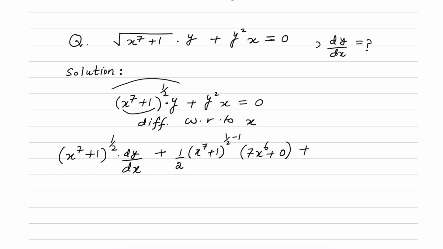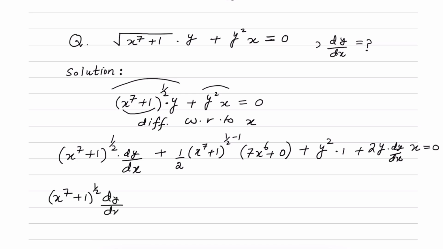plus the derivative of a constant, 0, plus now the derivative of this expression y squared x, which is in itself the product of two terms, y squared and x. So we will apply the product rule. First term as it is, and the derivative of the second term with respect to x. The second term is x, its derivative with respect to x is 1, plus the derivative of the first term with respect to x. The first term is y squared, its derivative is 2y dy by dx, and the second term as it is, equal to 0. So we will rewrite this expression in a simplified form.